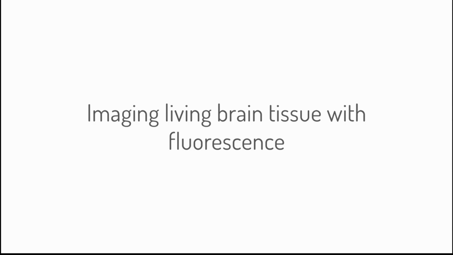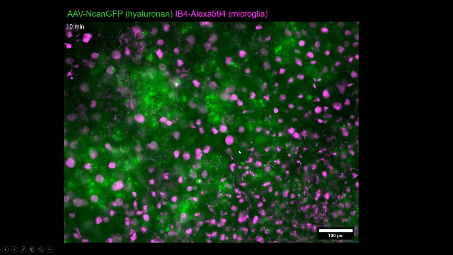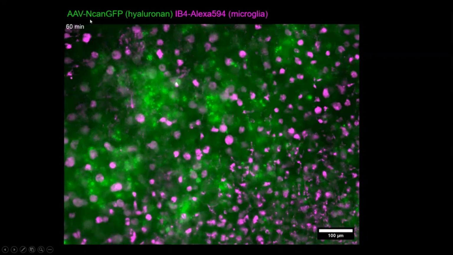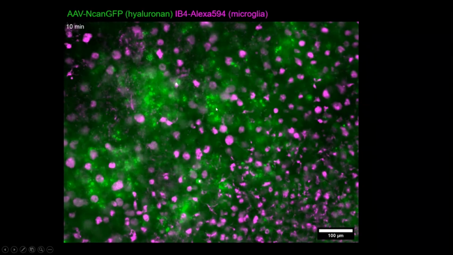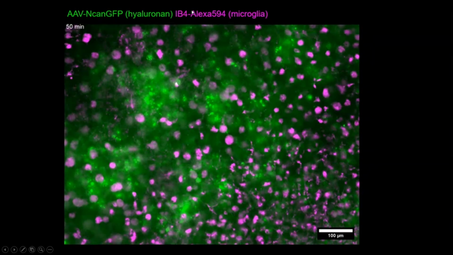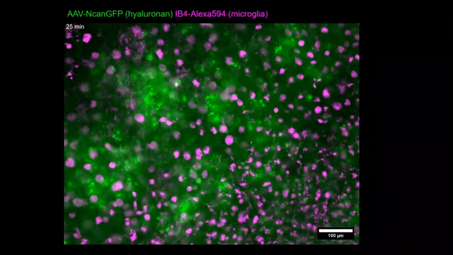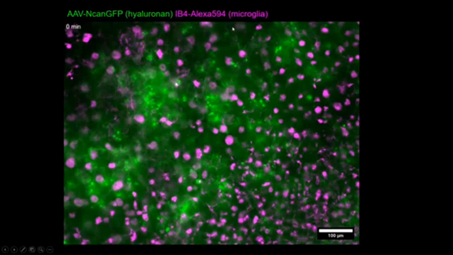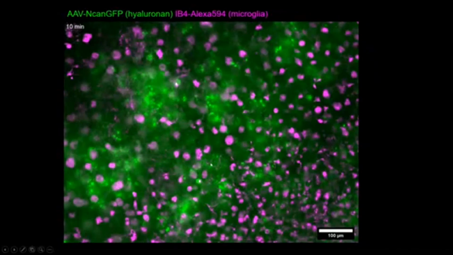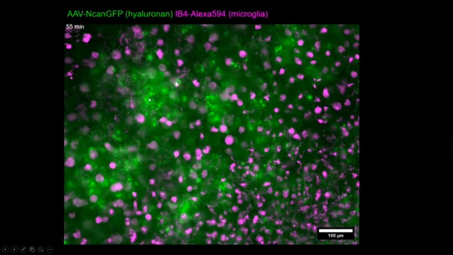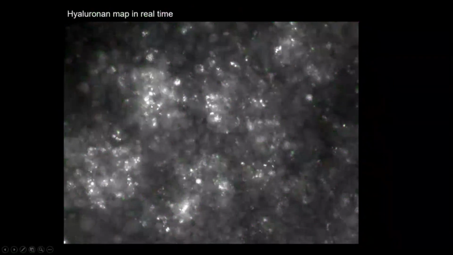Okay. So before going with the confocal and the two-photon, fluorescence allows us to image living brain tissue. For example, this is an organotypic culture where we have NCAN-GFP, and NCAN-GFP is a living label of the extracellular matrix. And the Alexa 594, which here is in magenta, is tagging microglia with isolectin. So here we can follow the cells. You can see with fluorescence, we can see things that move like the microglia and things that don't move like the matrix. But we have a real-time map of both.